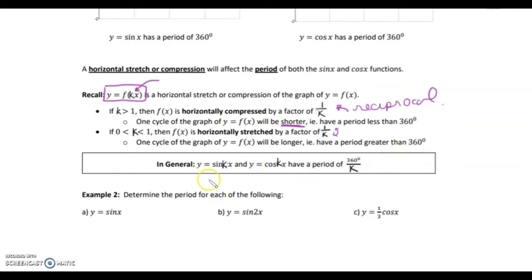And in general, the graph sine kx or cos kx, both of these will have a period of 360 over k. So period equals 360 over k. Remember, the k value is directly what we see in the equation.